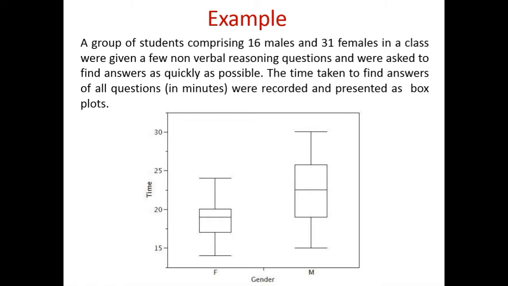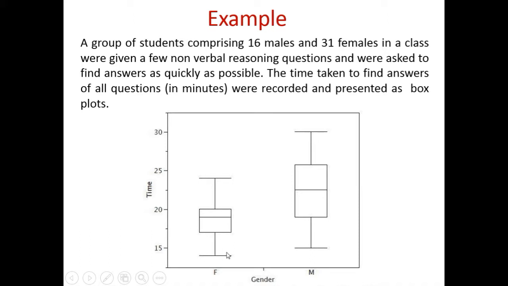So let's begin with a very simple example: I have a group of students, 16 males and 31 females, who have been given a few non-verbal reasoning questions, and they have been asked to find answers as quickly as possible. The time they take to find those answers is recorded individually for each student, and that data is presented in the form of a box plot. So you can see the two box plots, one for female, the other for male.